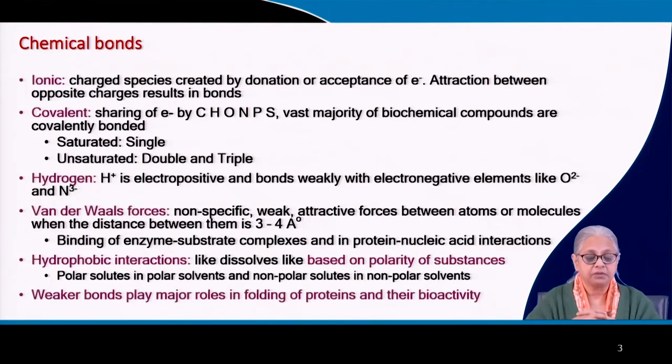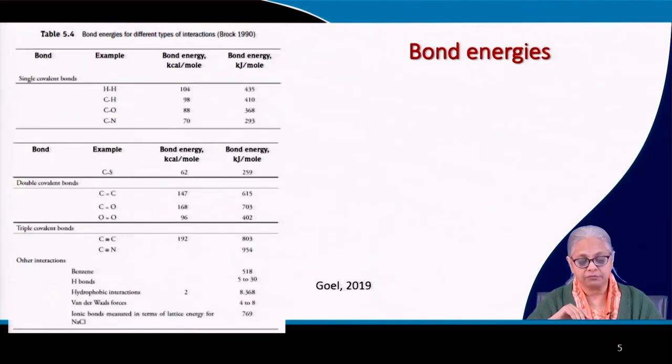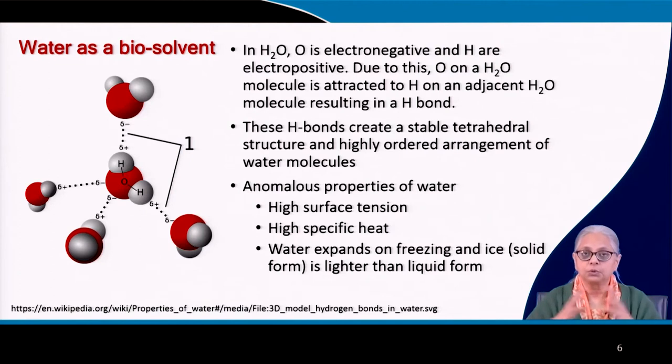So that's where we are right now, hydrogen bonds. How is a hydrogen bond formed? Hydrogen is electropositive, and it will bond weakly with electronegative elements like oxygen and nitrogen. Some of you may have studied this. You know that water is a biosolvent. You know that it's H2O. So you have oxygen and you have the two small hydrogen atoms attached to the oxygen.